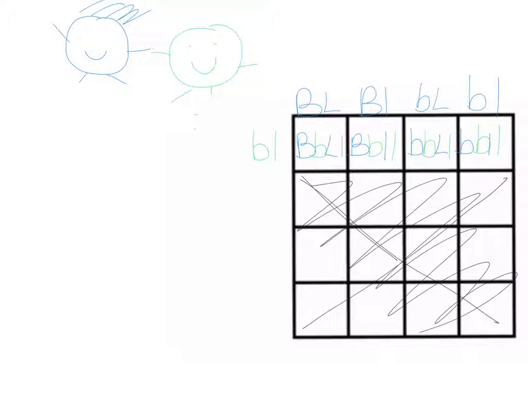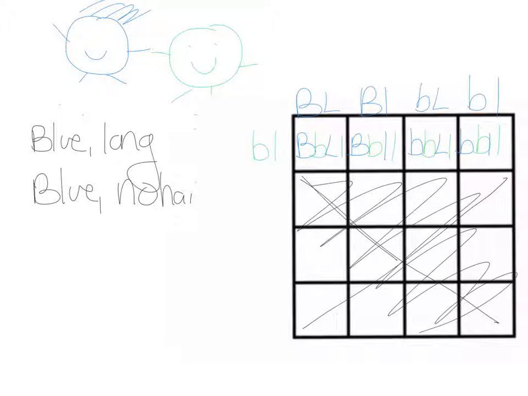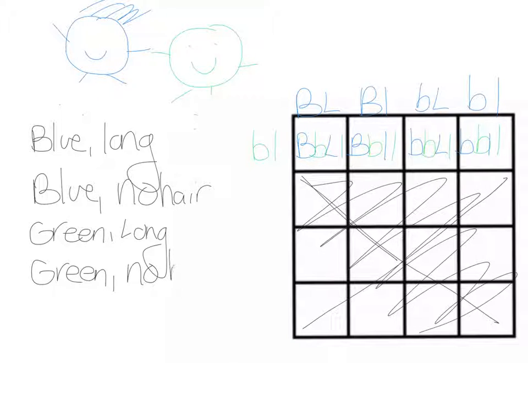So you should have figured out that they could be blue with long hair, blue with no hair, green with long hair, and green with no hair.